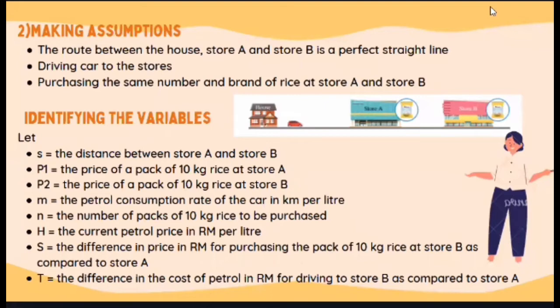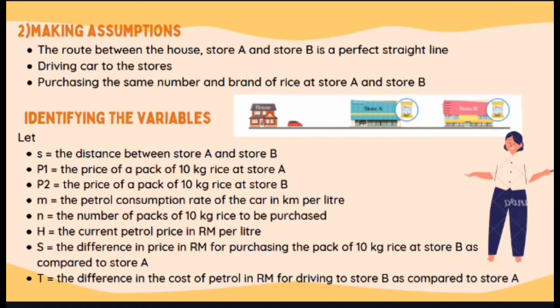Step 2. Making assumptions. We can assume that the road between the house, store A and store B is a perfect straight line. We can also assume that we are driving a car to the stores and purchasing the same number and brand of rice at store A and store B.